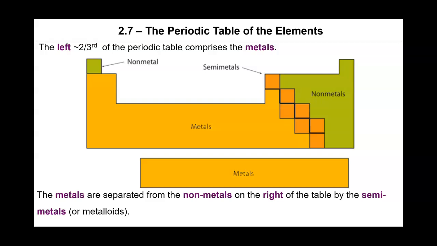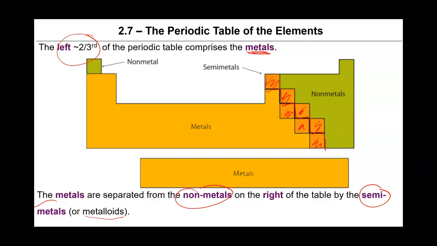So, the periodic table is often divided into metals, non-metals, and semi-metals. Sometimes the semi-metals are referred to as metalloids. The left 2/3 of the periodic table makes up the metals, and they are separated from the non-metals by the semi-metals. And the semi-metals form this sort of staircase line heading down here, and they're the ones that are touching that line. There we go.